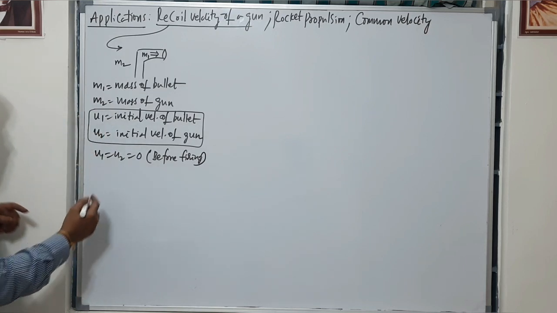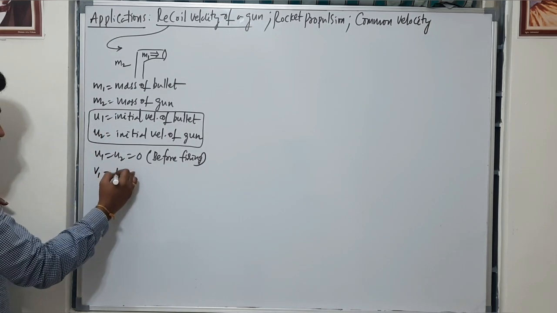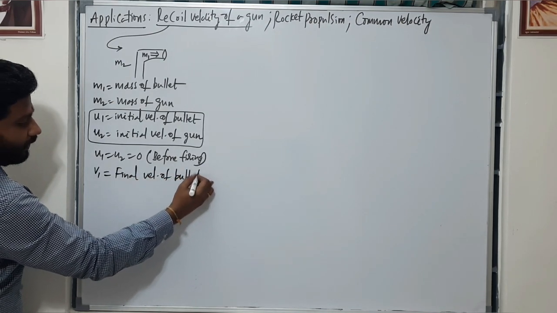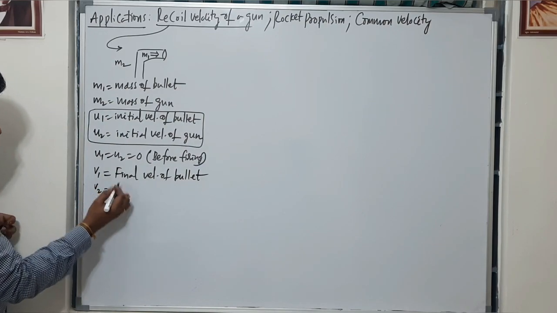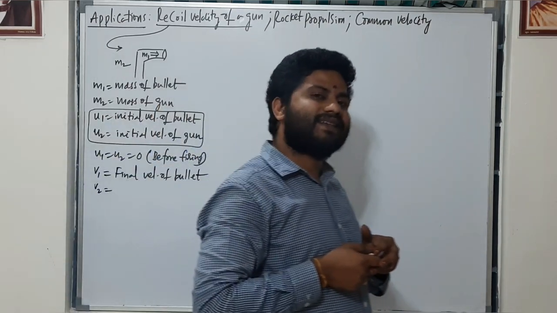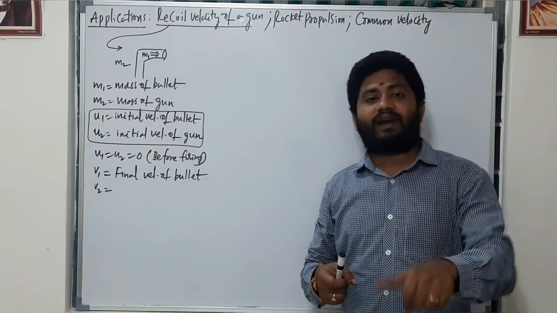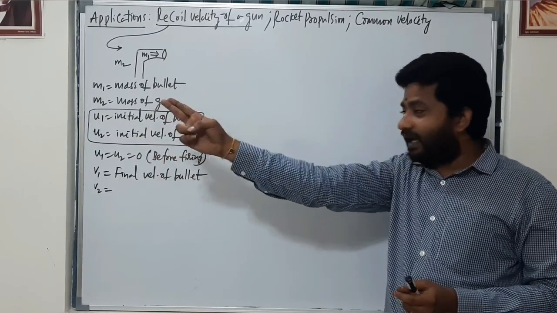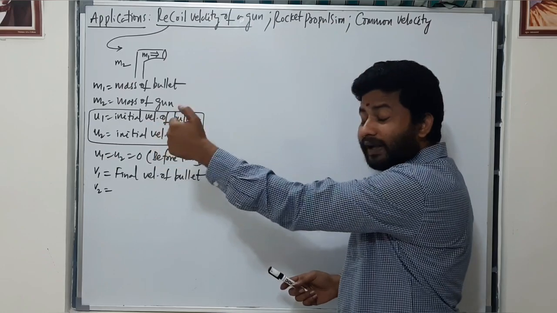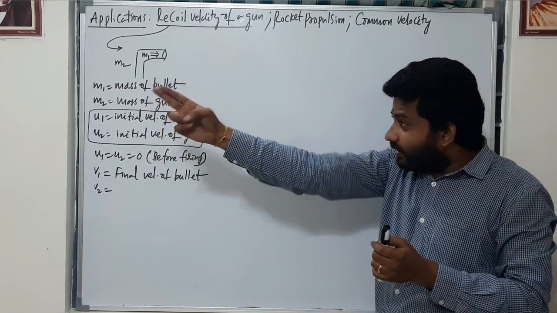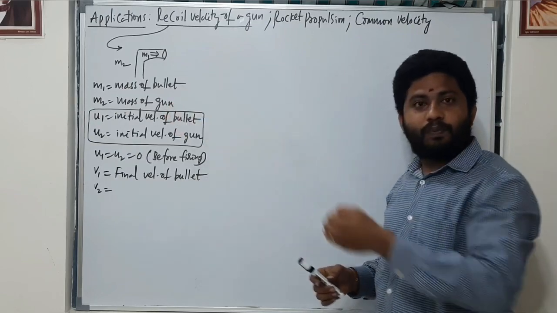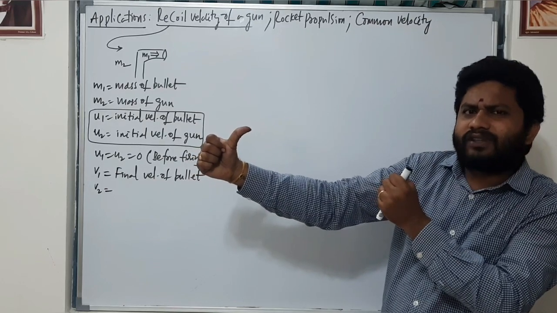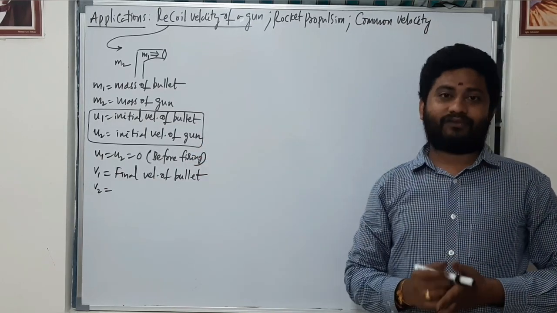Bullet will move with the velocity v1. So what is that v1? v1 is the final velocity of the bullet, right? And v2, that's what? Action and reaction, because we had already discussed the terminology called recoil velocity in Newton's third law of motion. When you fire a gun, bullet moves forward and the gun moves backward, right? Because of action reaction forces. So the backward moving of this gun is called recoil velocity of the gun.